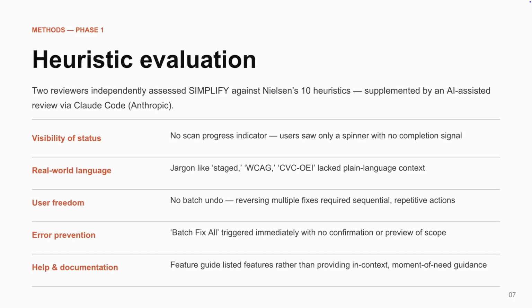Our heuristic evaluation flagged 5 main issues before we ran any participants: no scan progress indicator, jargon without plain language context, no batch undo, a batch fix-all button that fired with no confirmation, and a feature guide that listed capabilities rather than offering in-context help. These inform what we watch for in the sessions.